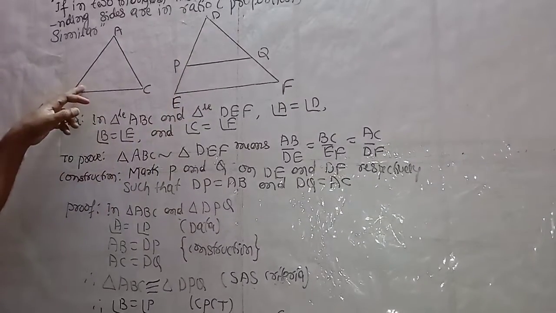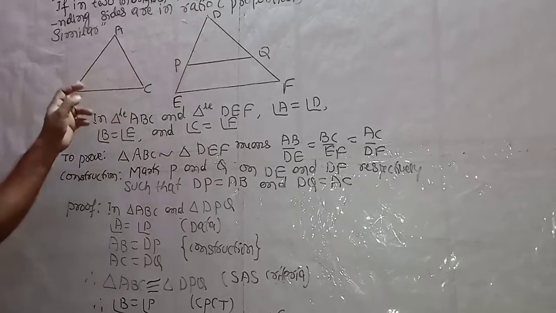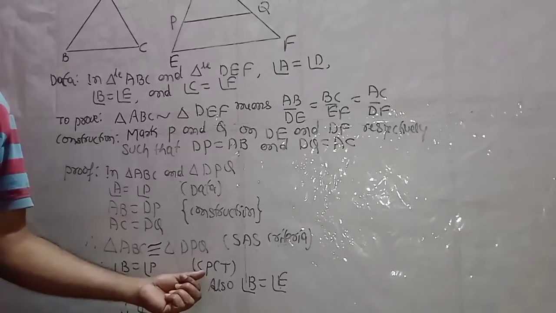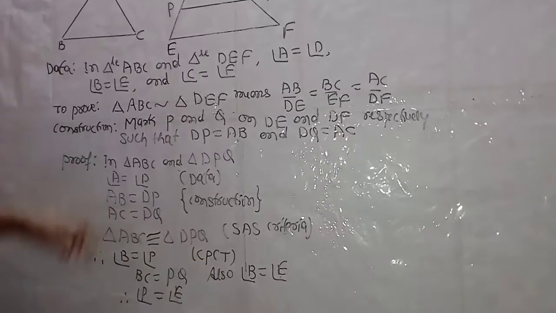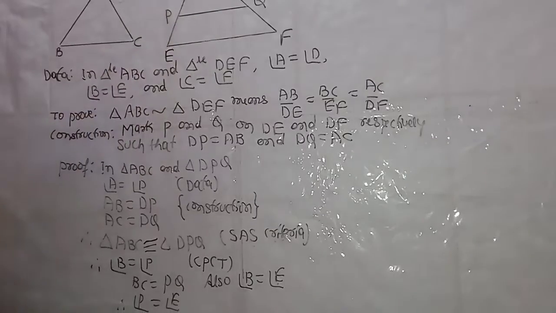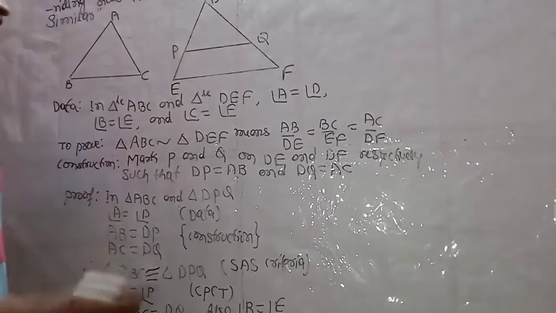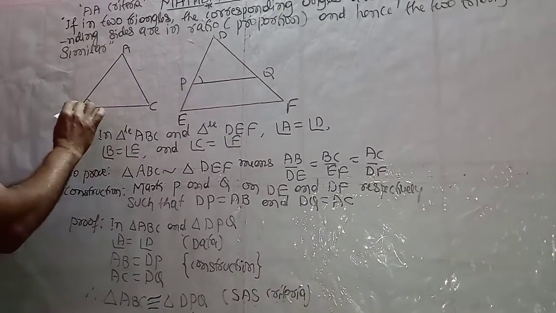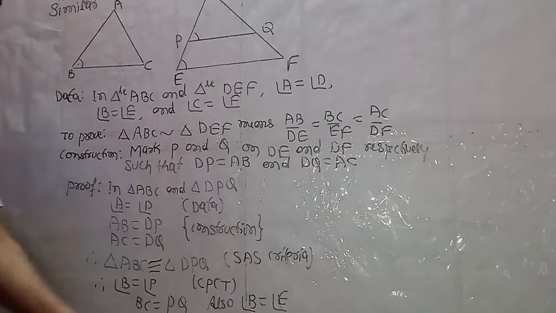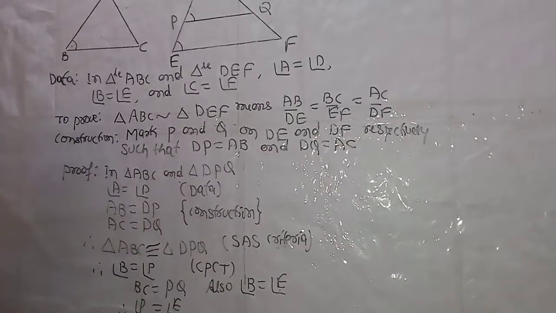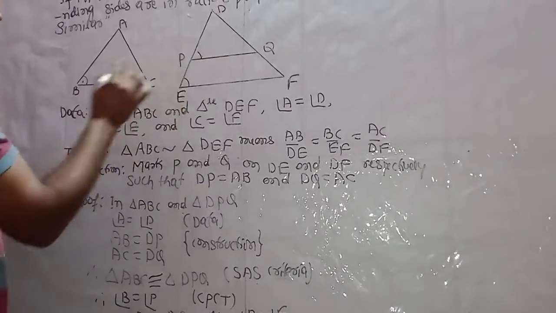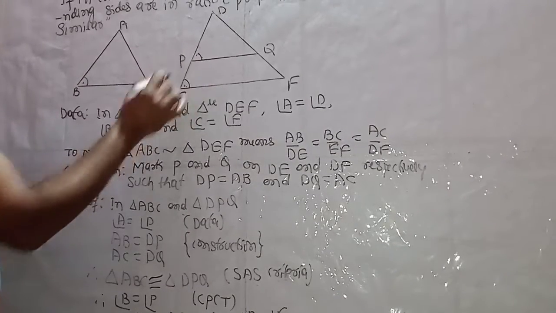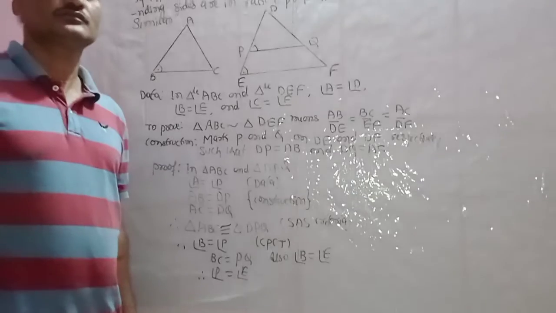That's why angle B is equal to angle P, by CPCT, corresponding parts of congruent triangles. And also BC is equal to PQ, and angle C is equal to angle Q. See, angle B is equal to angle P, but angle P is equal to angle E, already we know it from the data part. So angle B is equal to angle E, and these two angles will be equal. Angle P is equal to angle E.